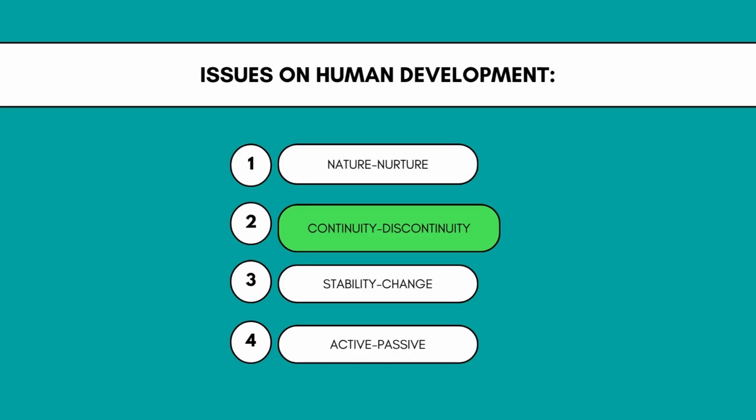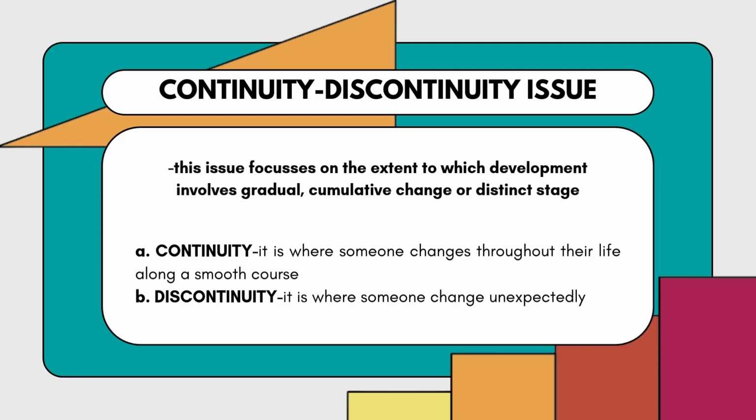Now let us proceed with the continuity versus discontinuity issue. Continuity versus discontinuity issue focuses on the extent to which development involves gradual, cumulative change, or distinct stages. These are two competing theories in developmental psychology that attempt to explain how people change through the course of their lives. In continuity, it is where someone changes throughout their life along a smooth course. On the other hand, discontinuity, it is where someone changes unexpectedly.